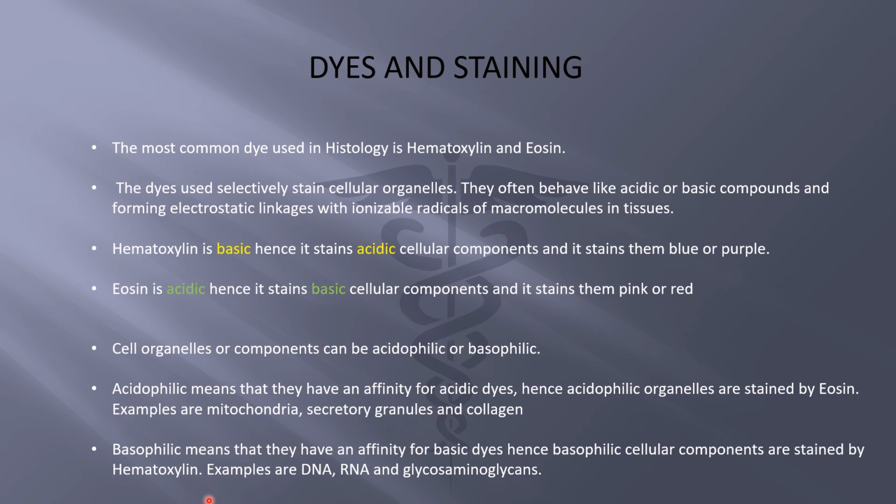Eosin, on the other hand, is an acidic dye. So it stains acidophilic cell components, that is, cell organelles that have basic residues. Which ones are these? These are mitochondria, secretory granules, and collagen. So basically anything with a lot of protein molecules can be stained by eosin.